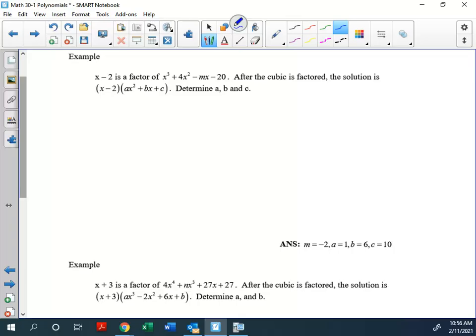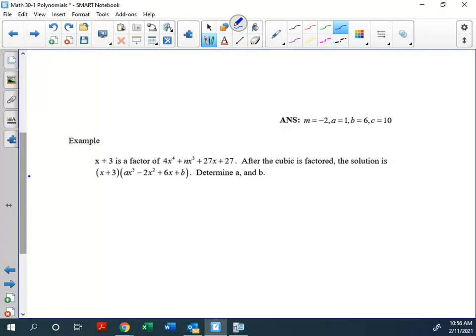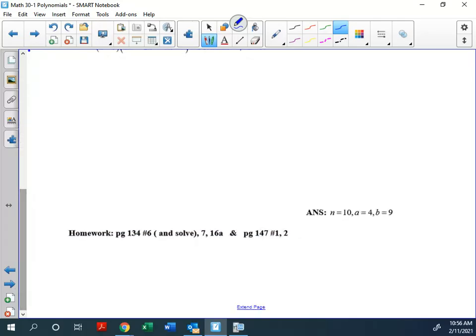So let me take a look at your homework. I don't want you to do too far on this. I'd rather you do that in class with me. So I'm looking at page 134. Let's see where we get too hard. We've got number 6, factor fully. Number 7, determine values of K. You can do that. 16A, factor. You can do that. Page 147, number 1 and number 2. Oh gosh, you can do all that. They're all factor questions. So none of them are hard.